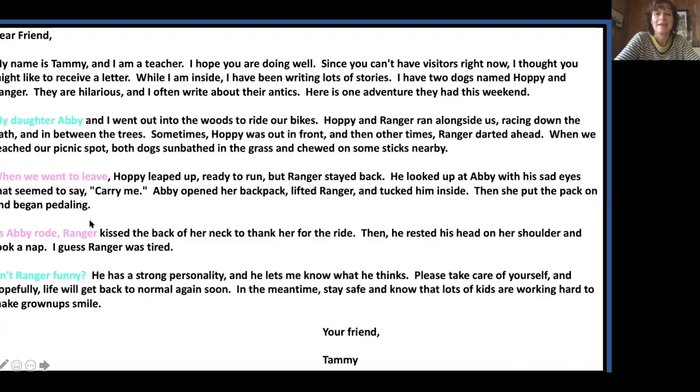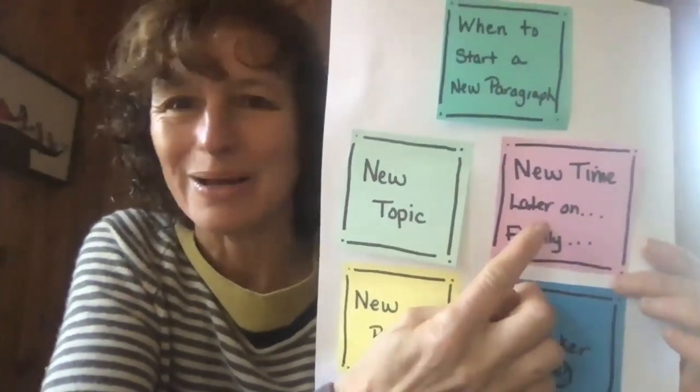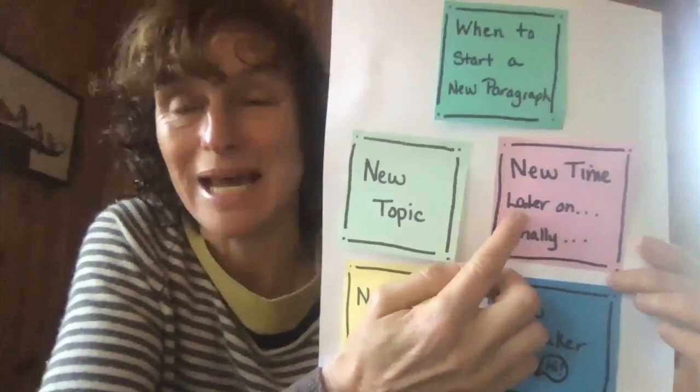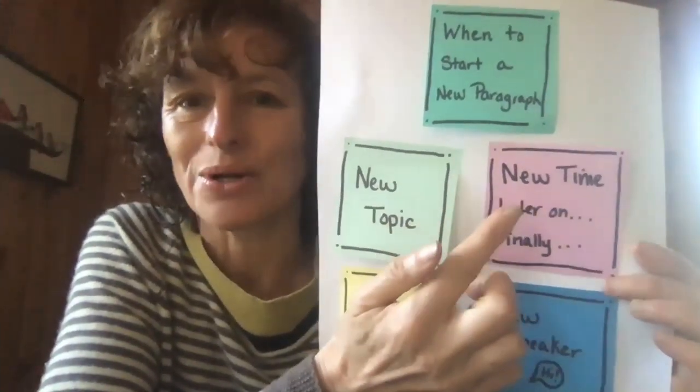Okay, let's look again. Now you see, let's go back down to the end of this paragraph. When we reached our picnic spot, both dogs sunbathed in the grass and chewed on some sticks nearby. When we went to leave, Hoppy leaped up. Okay, so when we went to leave, that, my friends, is later in time, right? So again, let's look at our chart. I think it's a new time of day, or a new part of it. In mine, it's a new time of day, right? But it could be weeks past or months past. That is when you start a new paragraph.